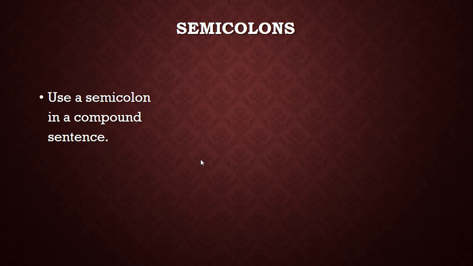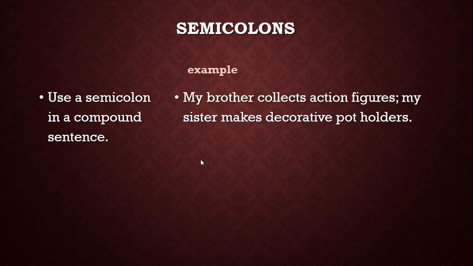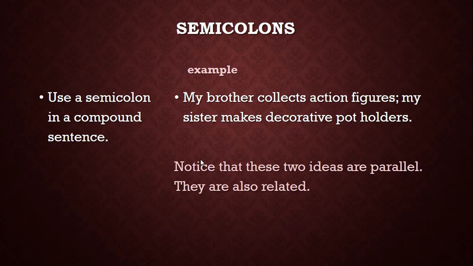We also use a semicolon in a compound sentence, and here it gets a little trickier. My brother collects action figures; my sister makes decorative pot holders. Notice that these two ideas are parallel. They are also related. Let's look at them more closely. It's a compound sentence. Compound sentence means we have two or more independent clauses.